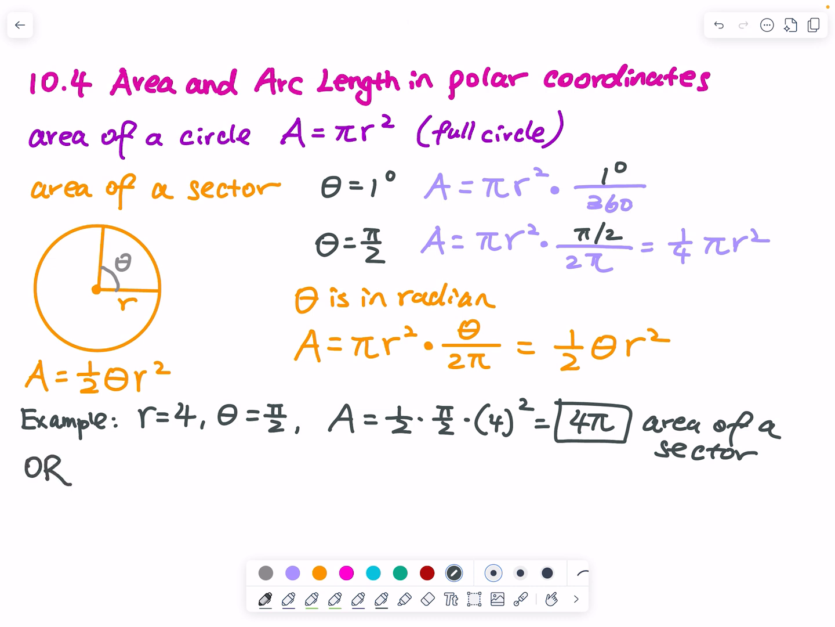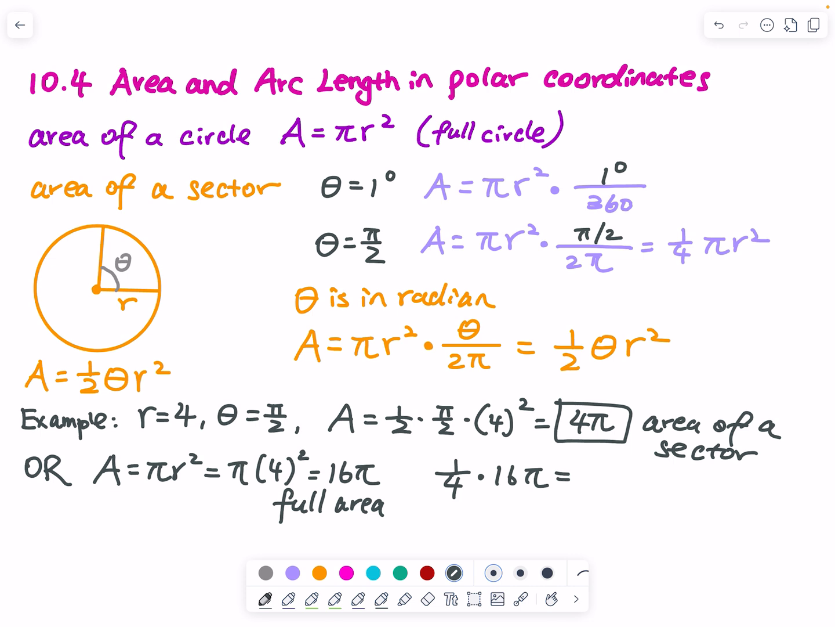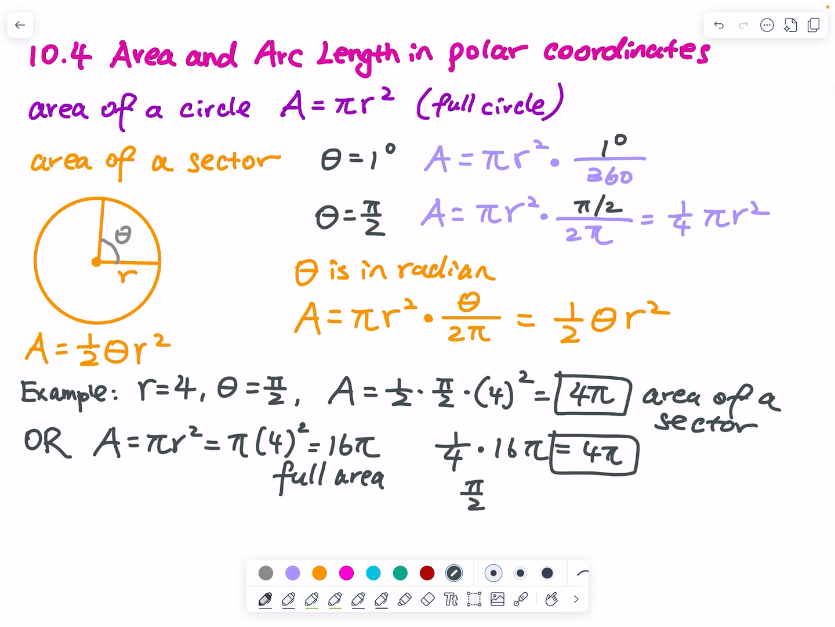Speaking of 1/4 of a circle, I can do the following. A equals pi r squared first of all, so that is pi times 4 squared, which equals 16 pi. This is the area of a full circle. Since you only want 1/4 of it, 1/4 times 16 pi equals 4 pi. So pi over 2 is 1/4 of a circle.